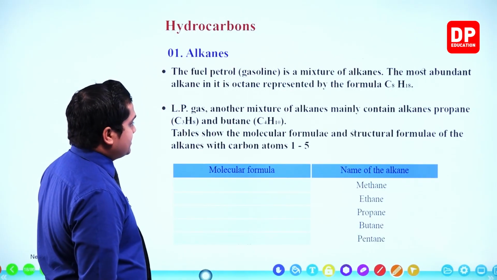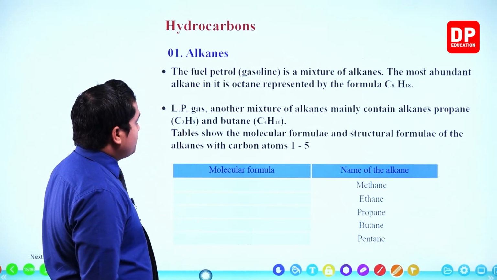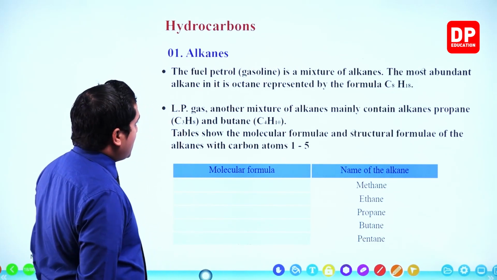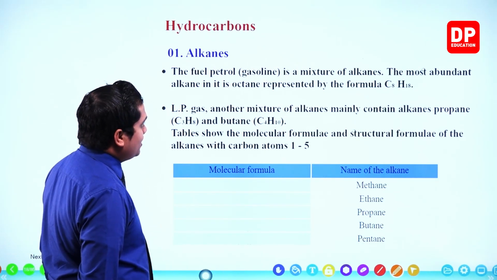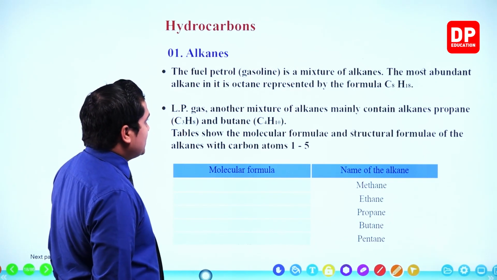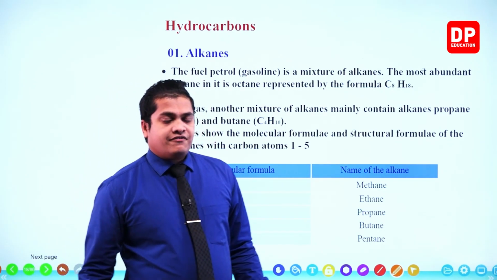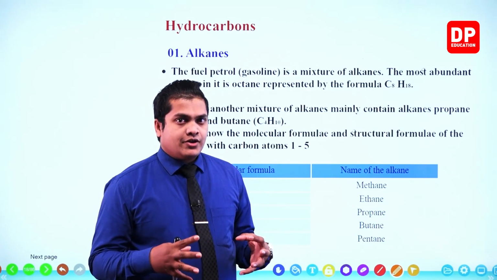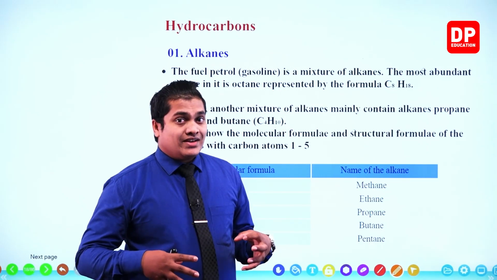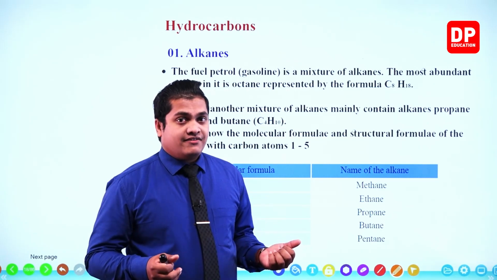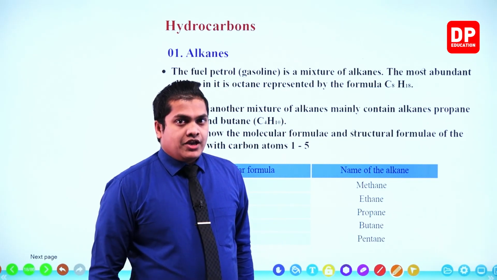So, alkanes, once again we are discussing the alkanes. Here it is given: a fuel, petrol or gasoline, is a mixture of alkanes. The most abundant alkane in it is octane, represented by the formula C8H18. So, gasoline contains several different kinds of alkanes. The most abundant alkane contained within petrol is octane. That is why it goes by names like octane 92, octane 91, octane 95 and so on. Okay, it represents the amount of octane, right?